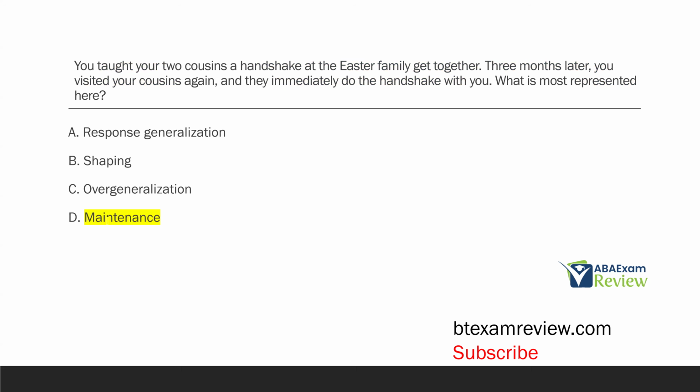Again, maintenance occurs once teaching has happened, and then teaching stops, and then the skill can still be done. We call that maintaining the skill or maintenance of the skill. There's a reason we run maintenance drills to make sure skills are persistent.